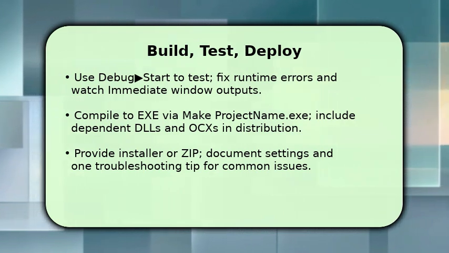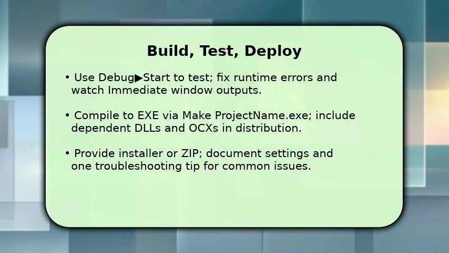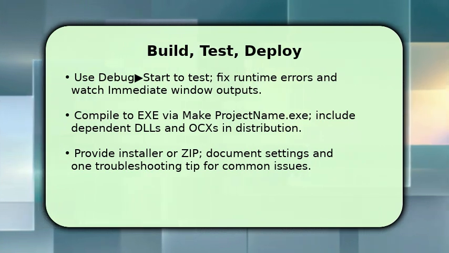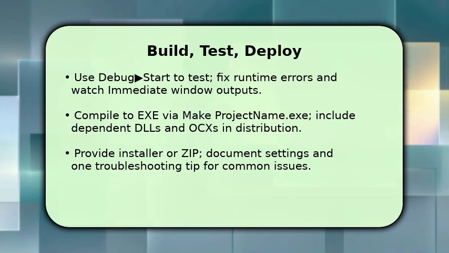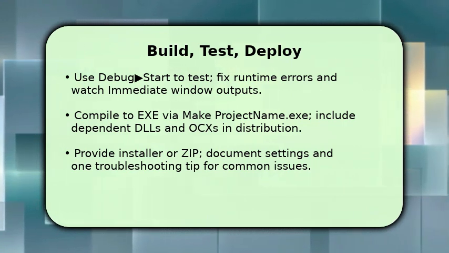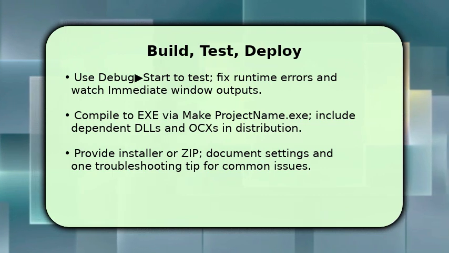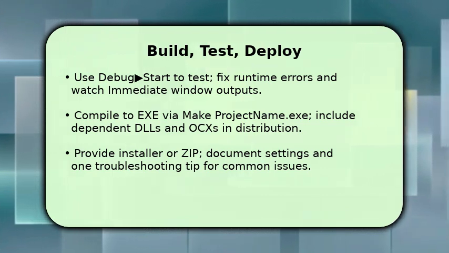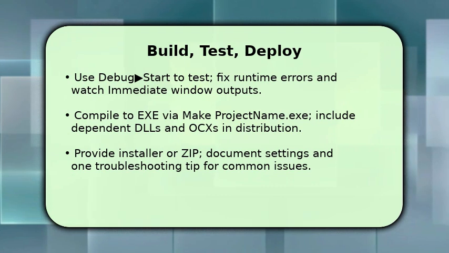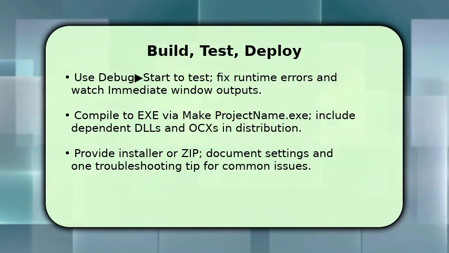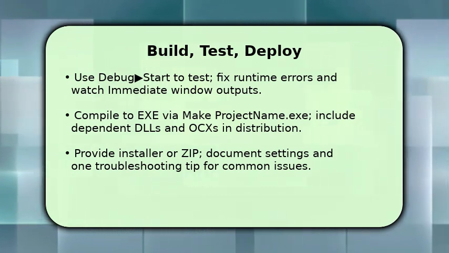After that, create an installer or ZIP with clear instructions and include your compiled exe and dependencies. If deployment fails, here is one key troubleshooting tip. Check for a missing VB6 runtime or unregistered OCX. Re-register with regsvr32 and verify file paths to resolve most issues.